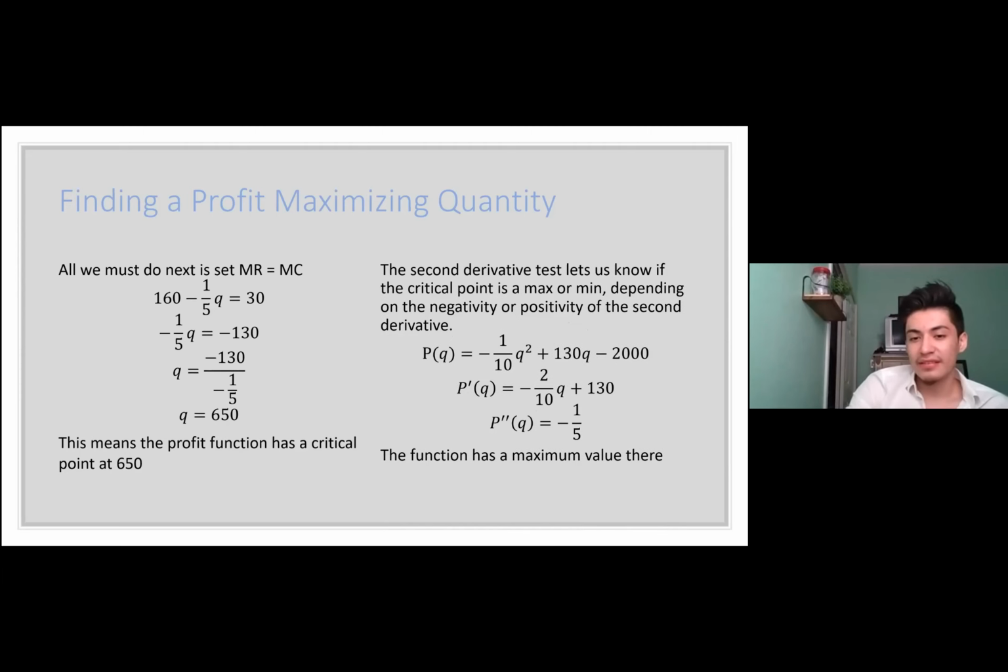The second derivative test lets us know if the critical point is a maximum or minimum, depending on whether the second derivative is negative or positive. If it's negative, that means it's concave down, and it's going to look like this, so that means it's a maximum. If it's concave up, it's going to look like this, and that means that point is a minimum. When we take the first derivative, we get negative 2/10 q plus 130. We take it again, and it's simply negative 1/5. That is negative, so our function is concave down, and that in fact is a maximum value there.